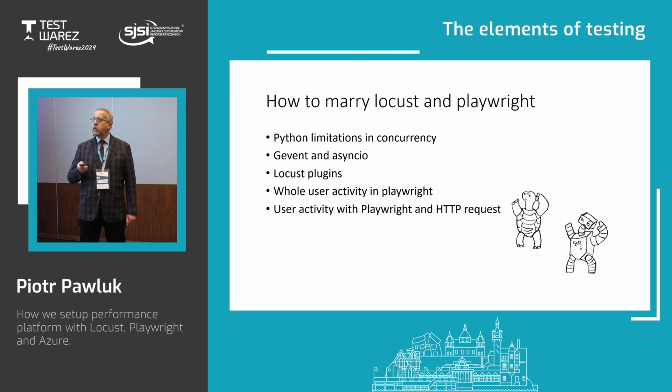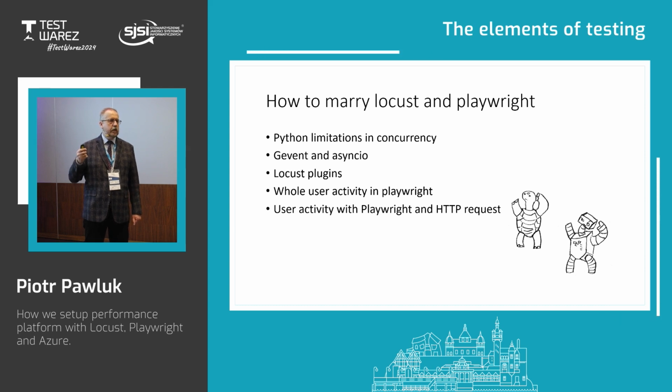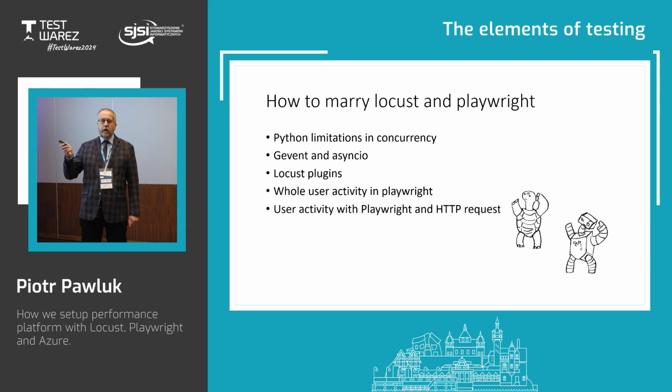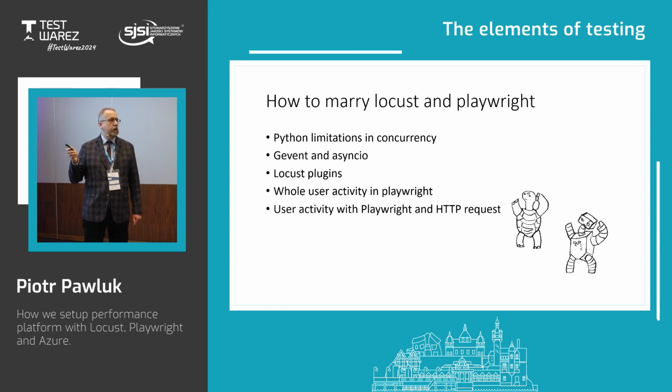So we can do it in two ways. First, run the whole activity using Playwright, and use Locust just to orchestrate it, running the test in Playwright. Or you can start the activity in Playwright, for example log in and gather the tokens, and then use HTTP requests later on using pure Locust.